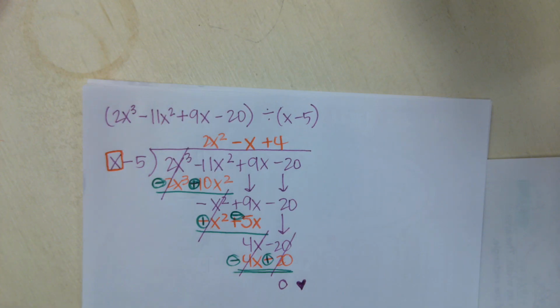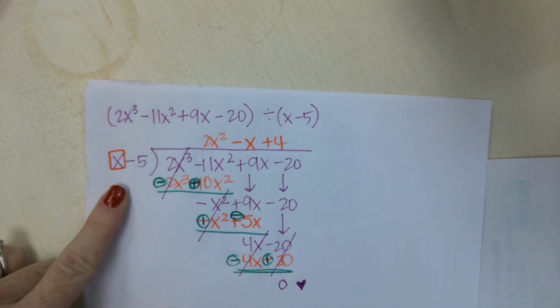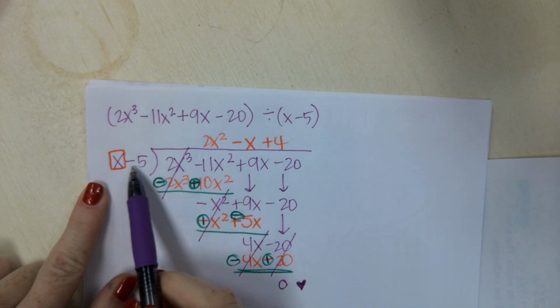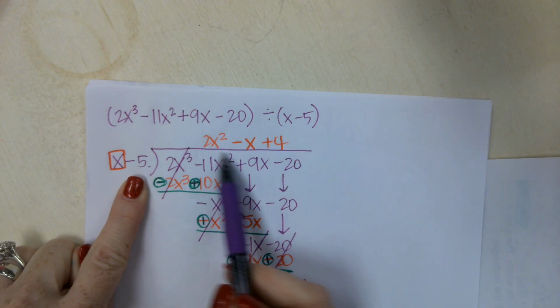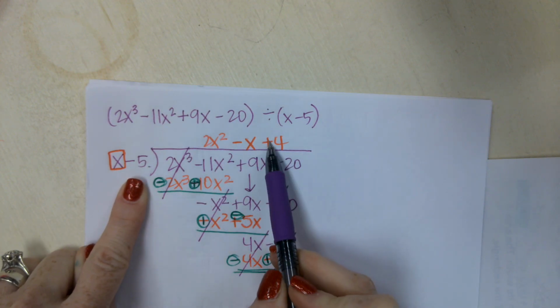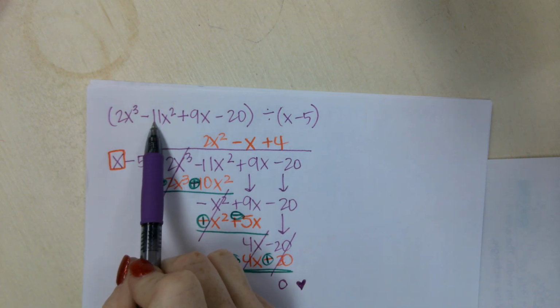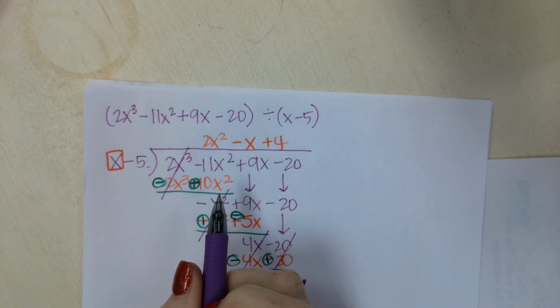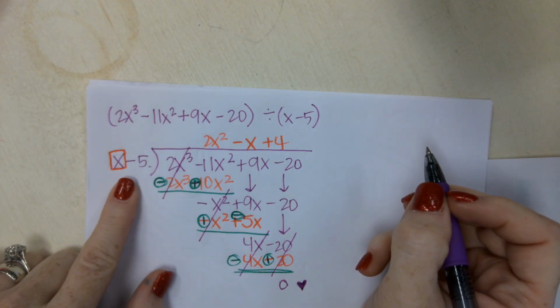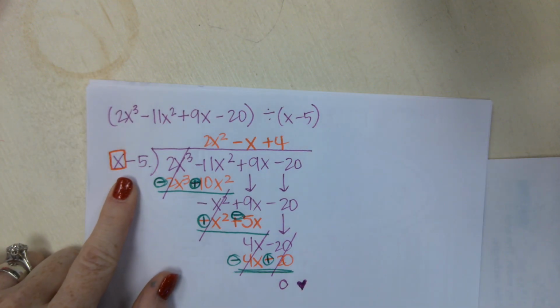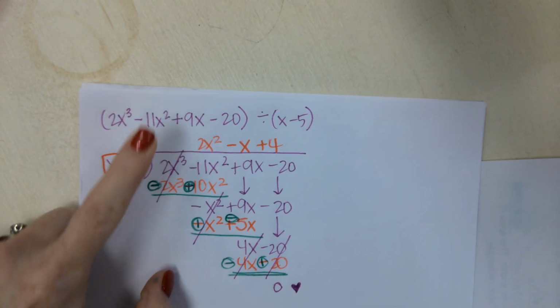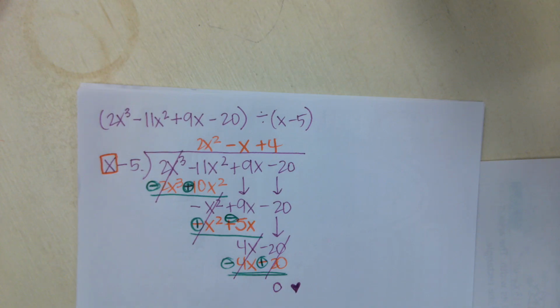What all does this tell me? Well, first of all, it tells me that x minus 5 times the quotient I just got, if I multiply those together, it will give me my original polynomial. It divides evenly, okay? So that means x minus 5 is a factor, okay, of that polynomial. All right?